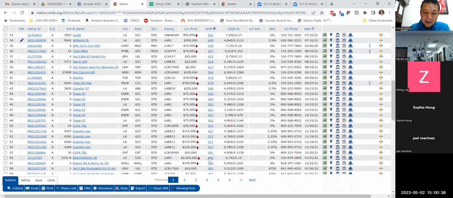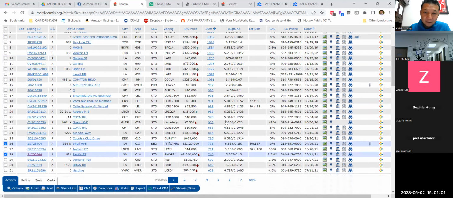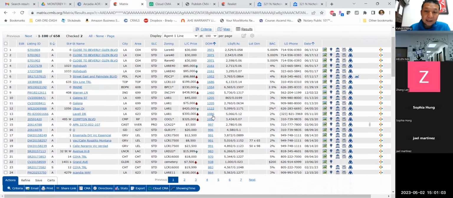Like all of these listings here, they've been on the market. Imagine working for the same seller, giving you the same weekly updates. No activity, no showings, no requests, no offers for a whole year or 2 years. Okay, so if you notice, not many people are buying pieces of land.